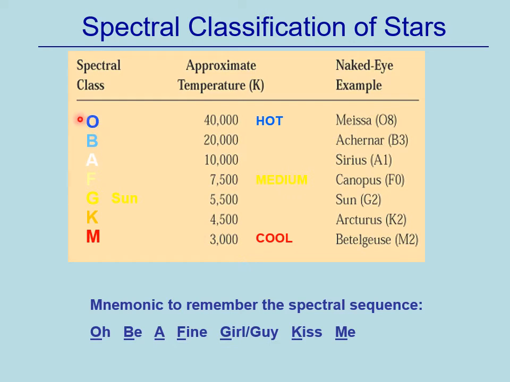So there's an easy way, I guess, to remember these spectral classes. This is a mnemonic to remember the spectral sequence, and it's O, B, a fine girl or guy, kiss me. All right, so this is the O, B, A, F, G, K, M order of spectral classes of the stars. And these spectral classes are just a way of classifying the stars by their temperature. Remember, these are the hot stars on the left and the cooler stars on the right. Oh, be a fine girl, kiss me.